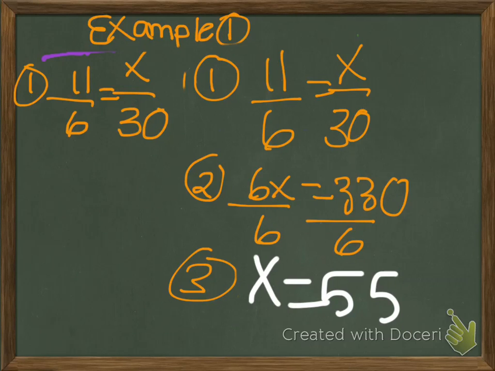Example 1. The proportion is 11 over 6 equals x over 30. The first thing that you do is write the original proportion, 11 over 6 equals x over 30. Then cross multiply, so 6x over 6 equals 330 over 6. And then you divide and you get your answer, x equals 55.